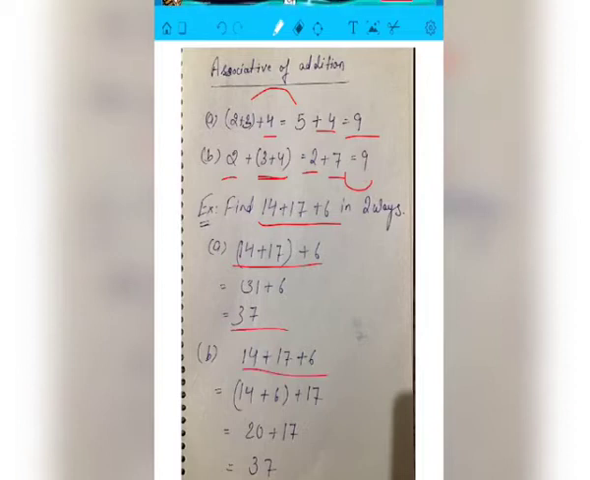Now the different way we can write it is 14 plus 6. I have written these two numbers in the bracket now, (14 + 6) + 17, so the answer is again the same. So this follows the associativity of addition.